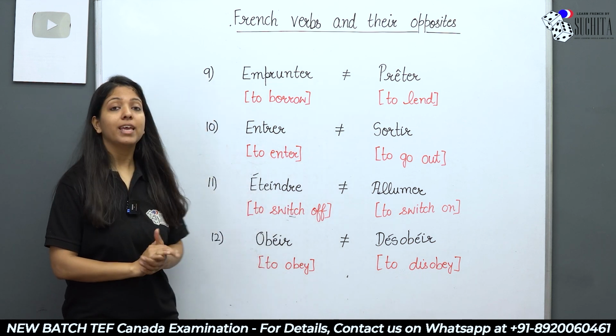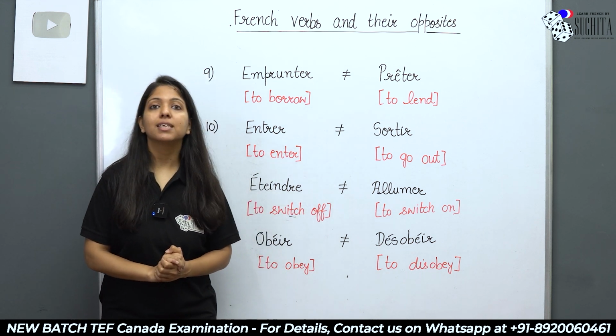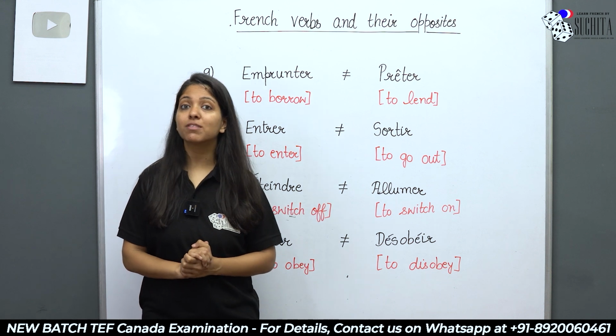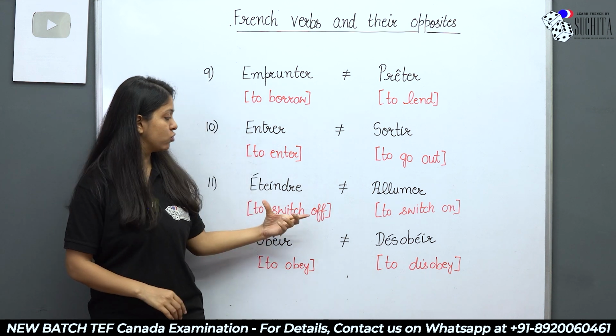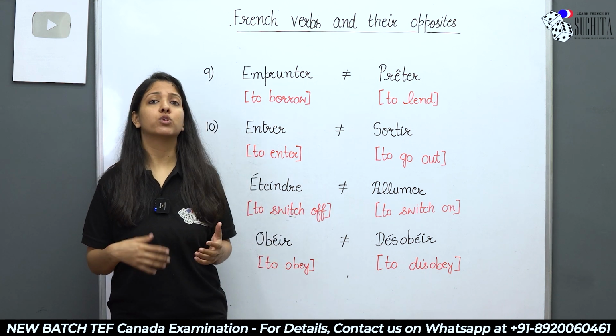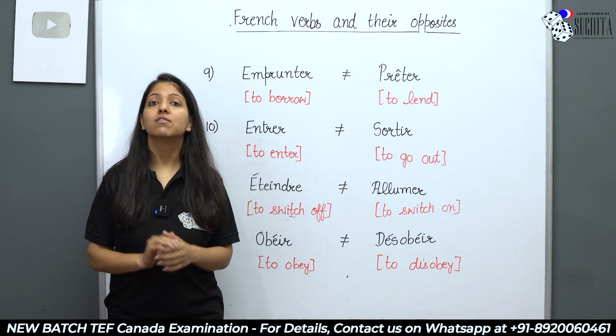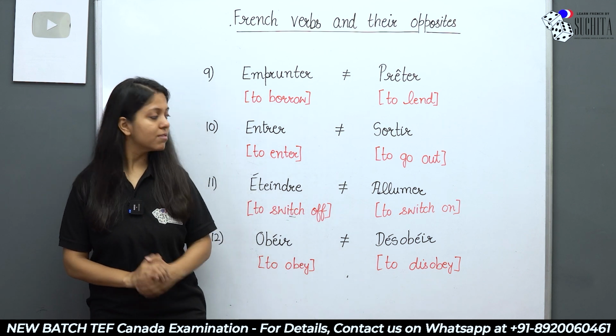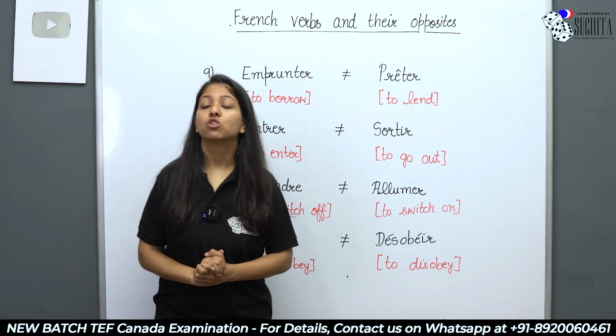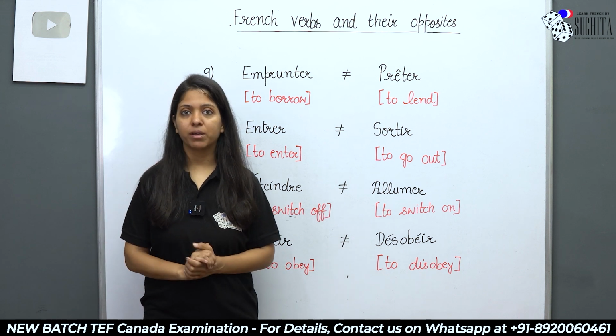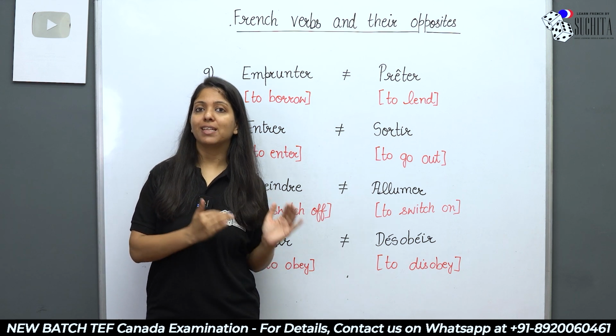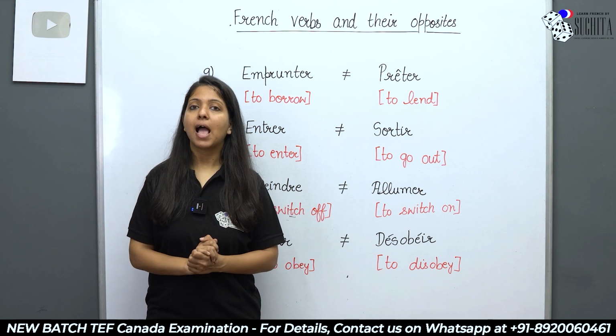The next one is éteindre. Éteindre, which means to switch off. To switch off, like we switch off the lights, we switch off the mobile phones. So éteindre. The opposite is going to be to switch on, which is allumer. So éteindre, and the opposite is allumer.